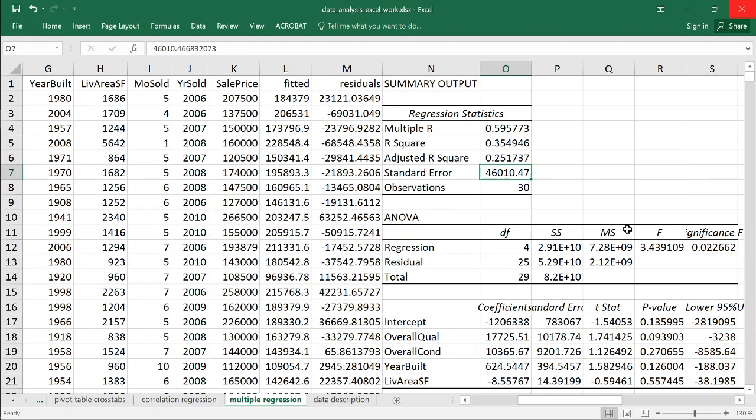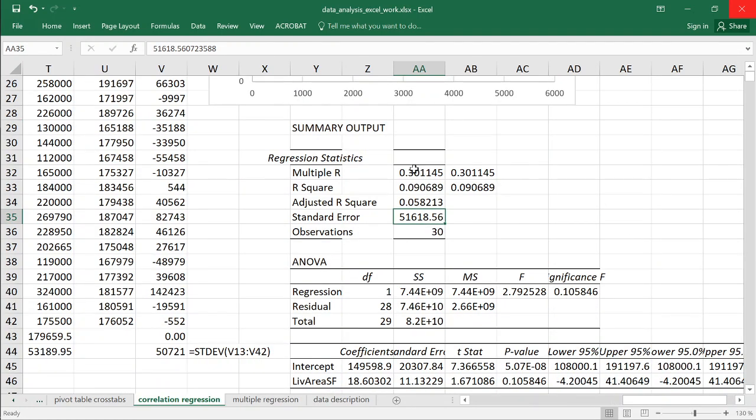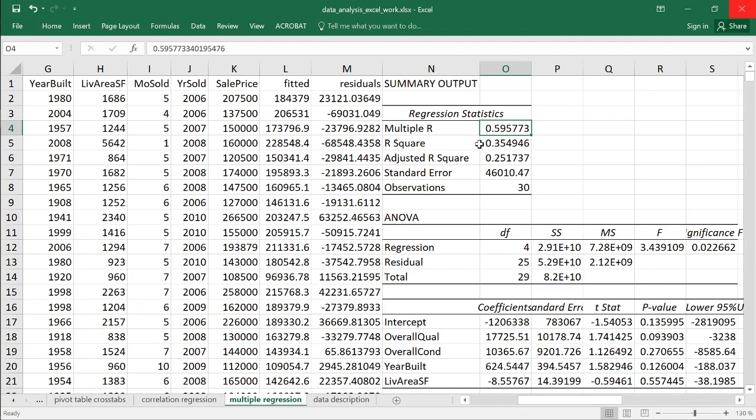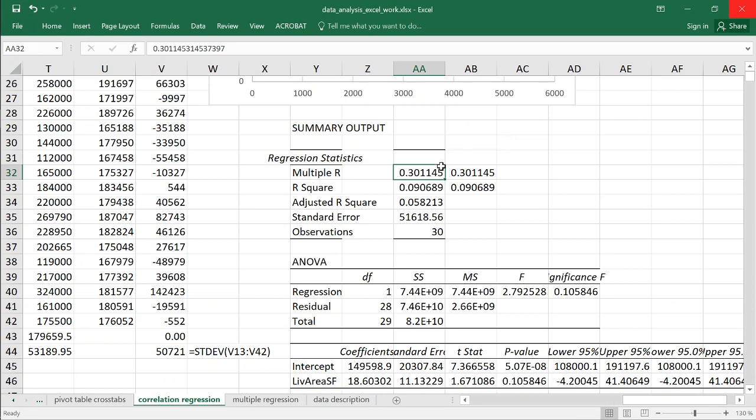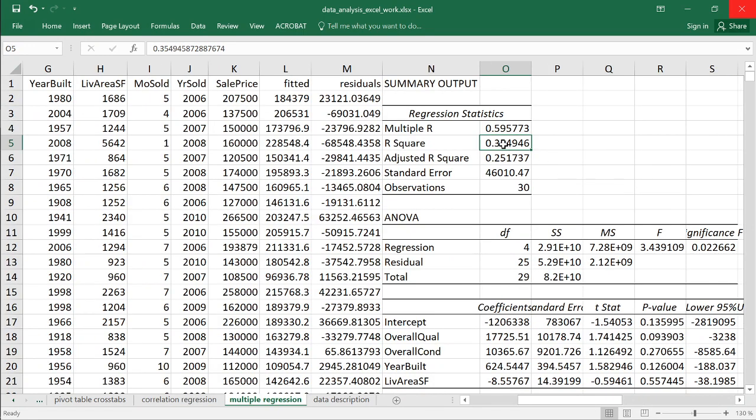As a final remark, I would like to point out that the extent of improvement that we've achieved by adding 3 explanatory variables seems to be stronger if we look at the improvement in the multiple R, which has almost doubled, or in the improvement measured by the R square, which goes from about 10% to about 36%.